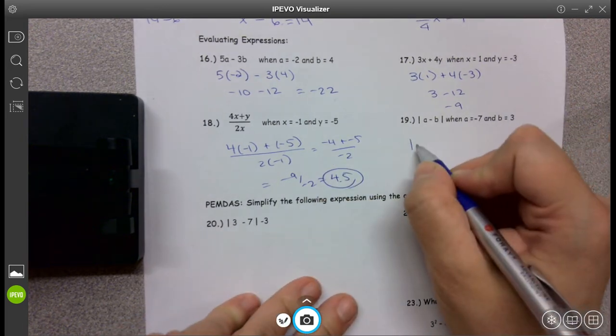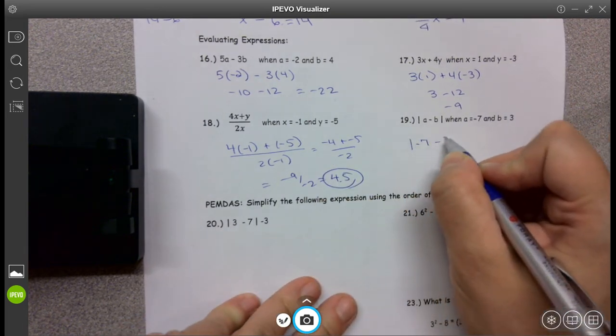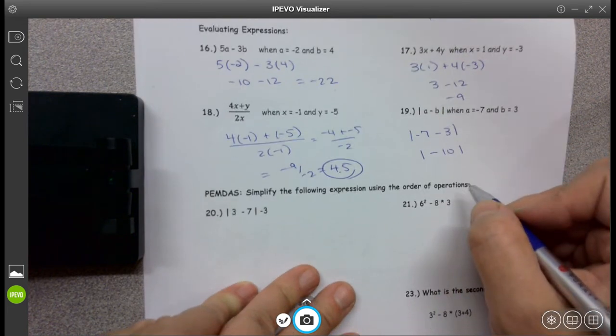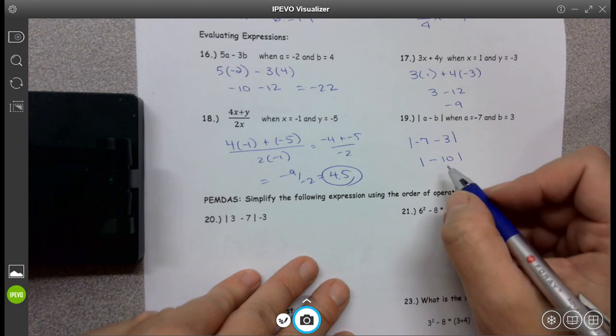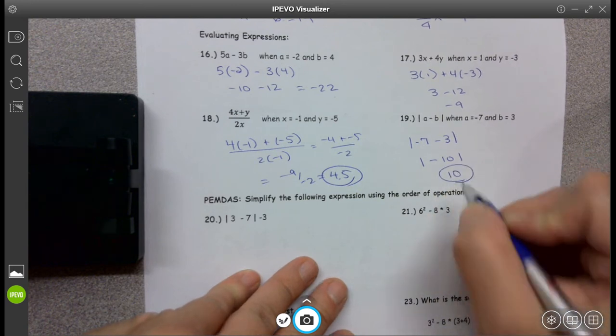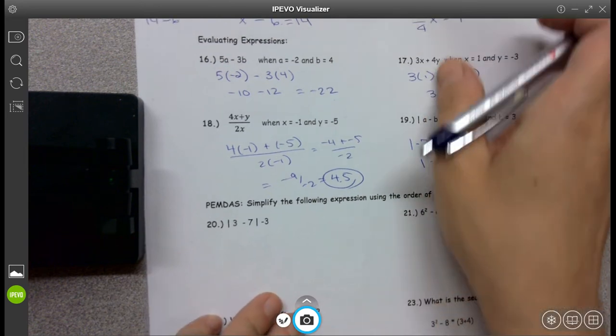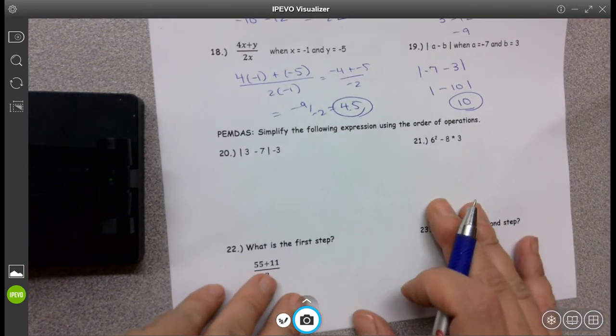Absolute value is simply distance. So absolute value of negative 7 minus 3. That is the absolute value of negative 10. And this is saying what is your distance on the number line from 0 to negative 10. And that is 10. This is not how fast we talk in class, I know, but I'm trying to get through this considering we already went over it.